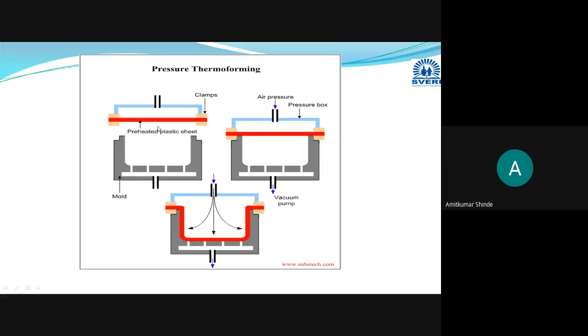Electrical heating is done in the first stage. Then in the second stage it is placed on the mold. Whatever 3D shape you want to give that particular sheet, according to that you have to give the design to the mold. On that mold, your heated plastic sheet is placed, and with the suitable arrangement from the top surface, we are going to apply the air pressure.